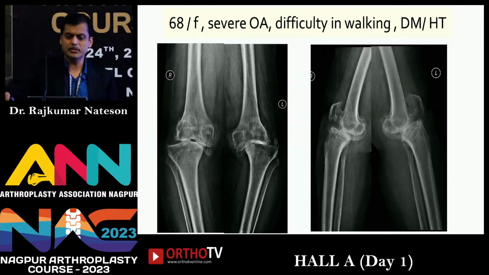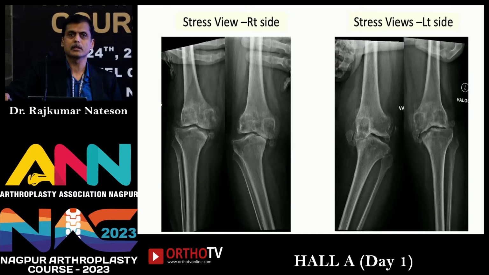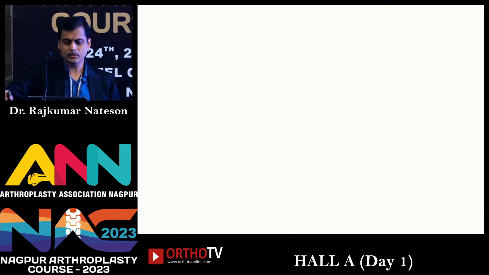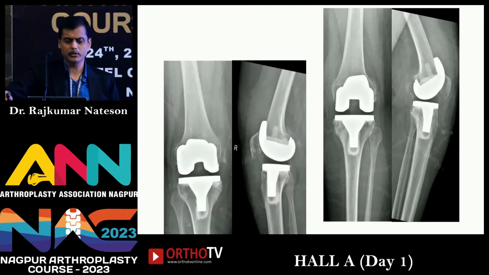68-year-old female, severe OA, and you know that it is a very badly damaged, subluxed knee. It looks very bad, so it comes under complex. My algorithm here is always to take a stress view, whether it is correcting or not correcting. Make it a habit. Stress view, both sides, varus valgus stress view, and this is the post-operative X-ray of both sides.